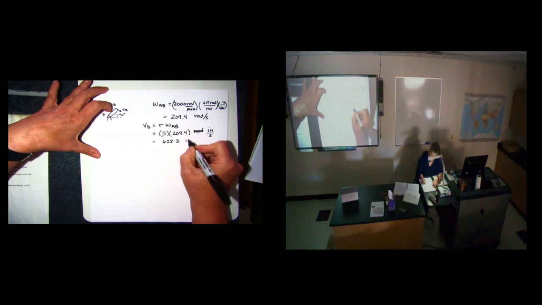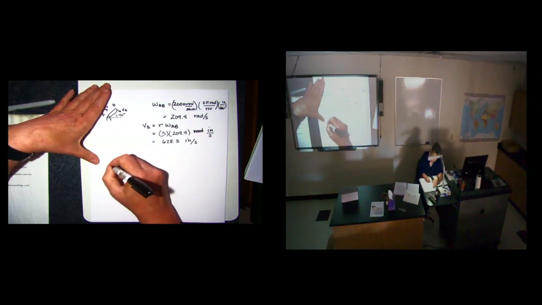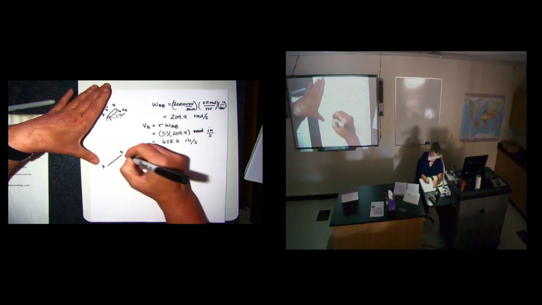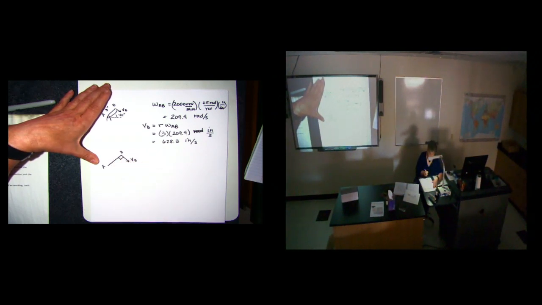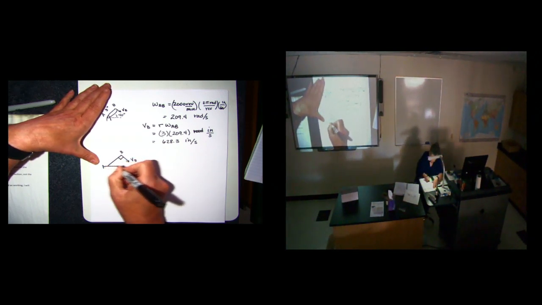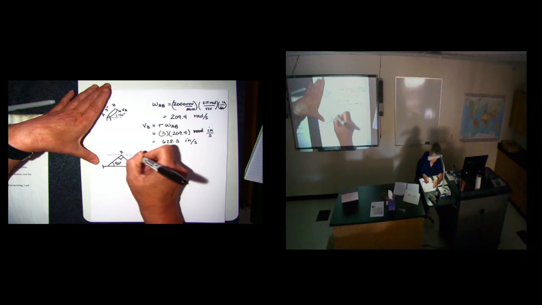So this is A, this is B. There's my velocity, VB. That's a right angle. This is 40 degrees. So if I give myself a reference point, this is going to be 40 degrees. 40 plus 90 is 130, so this ends up being 50 degrees. So we're going to play with this a little bit.